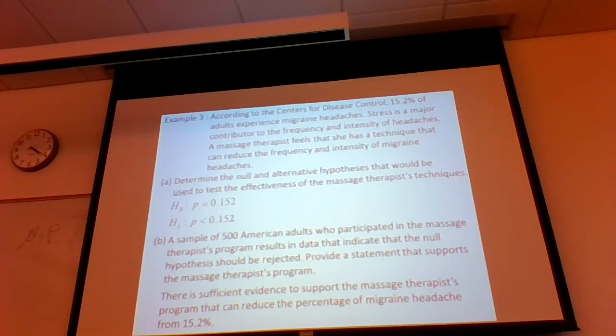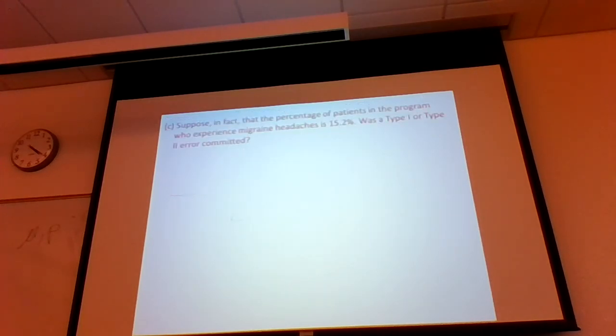Let's start in there. You got it? Okay. Good. Now here's something again. Suppose in fact the percentage of patients in the program who experience migraine headaches is that value. In other words, it actually goes back to the null hypothesis value. So we rejected the null hypothesis, but the null hypothesis is true. What did we do? Type 1 or type 2? Type 1. What type of error?